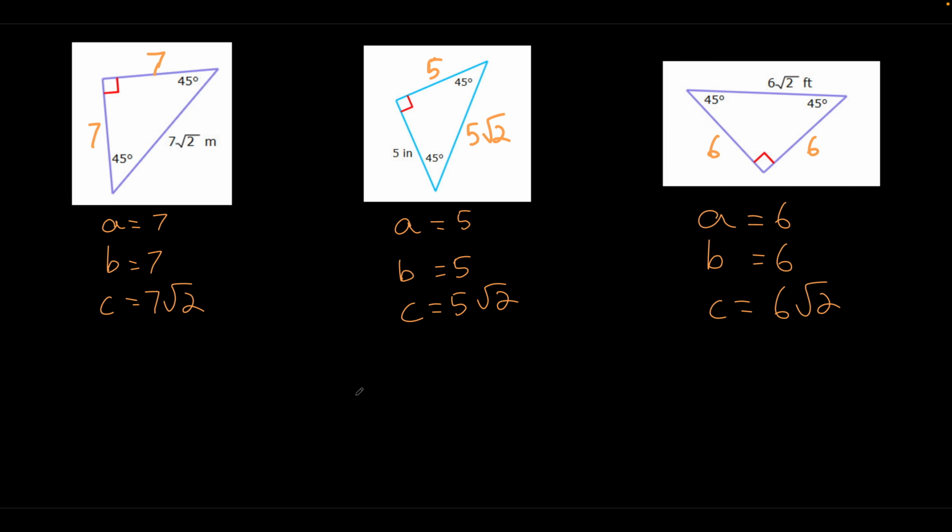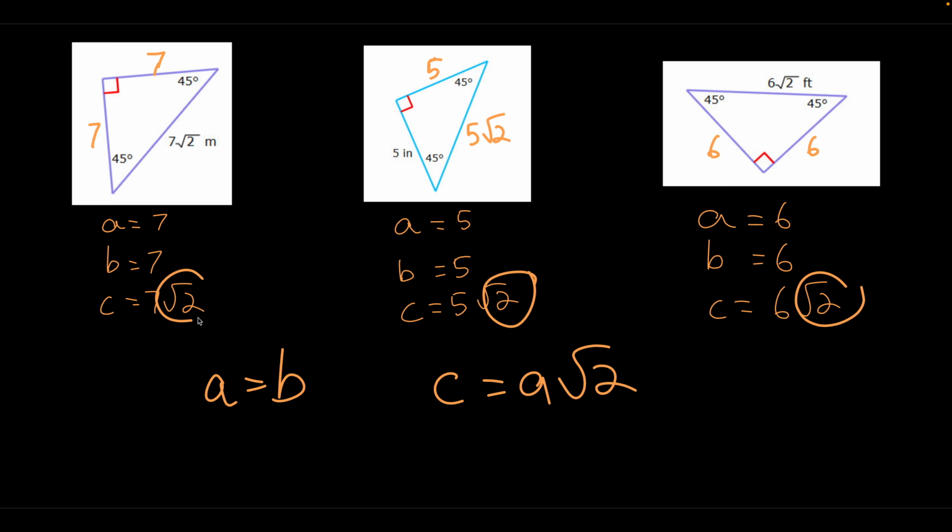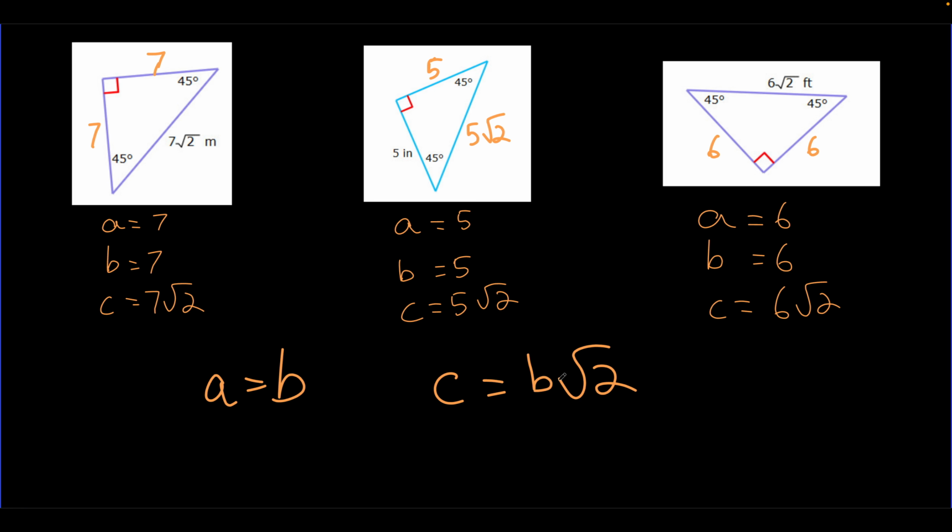Okay, now that you've had time to work these problems, let's talk about it. What you should have noticed right off the bat is that in a 45, 45, 90 degree triangle, A is always equal to B. They're the same length. And C, the hypotenuse, is always equal to A square root of 2. There's always this square root of 2 in the C. You could also say C is equal to B square root of 2, but generally we put A square root of 2. Now, we're going to use those formulas.